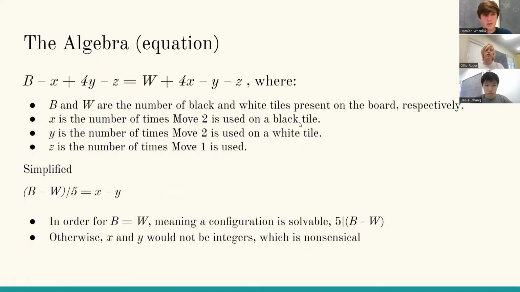We simplified our equation and found that b minus w divided by 5 is equal to the difference between the times move 2 is used. So b minus w must be divisible by 5, otherwise the number of moves would not be an integer, which is nonsensical.